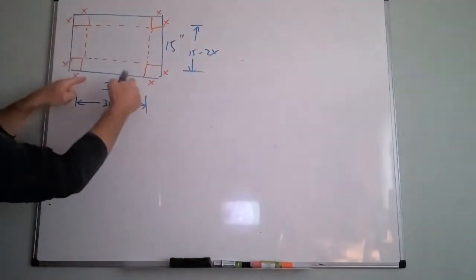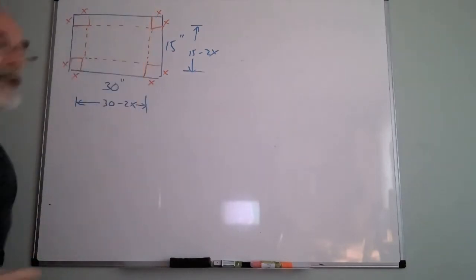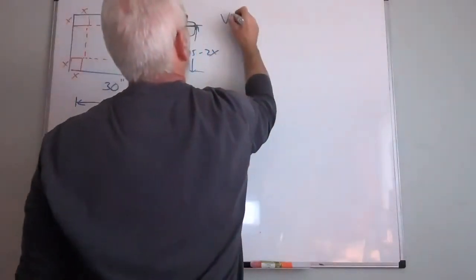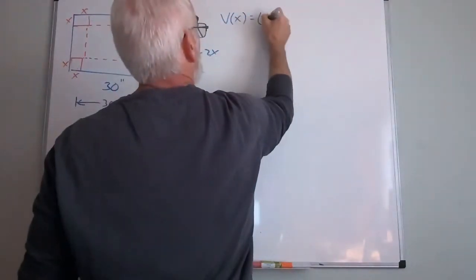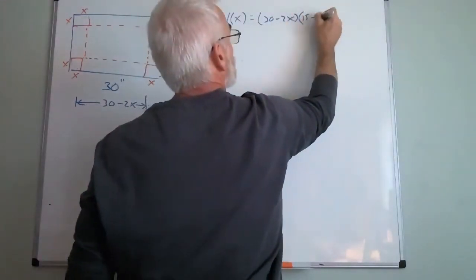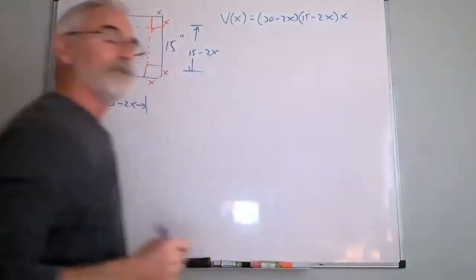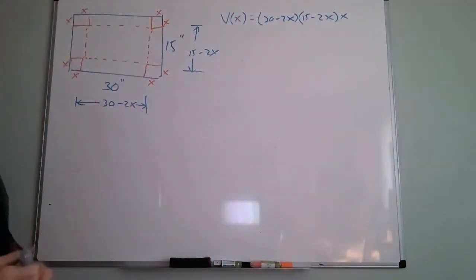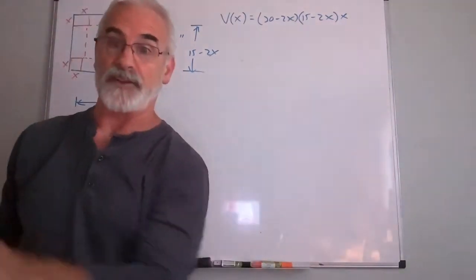So the usable length here is 30 minus 2X. The usable length here is 15 minus 2X. And so the volume of my box, which will be purely a function of X, will be this times this times the height, which would be the X. Now, any questions so far? This is exactly the volume of the box for any value of X that I choose.